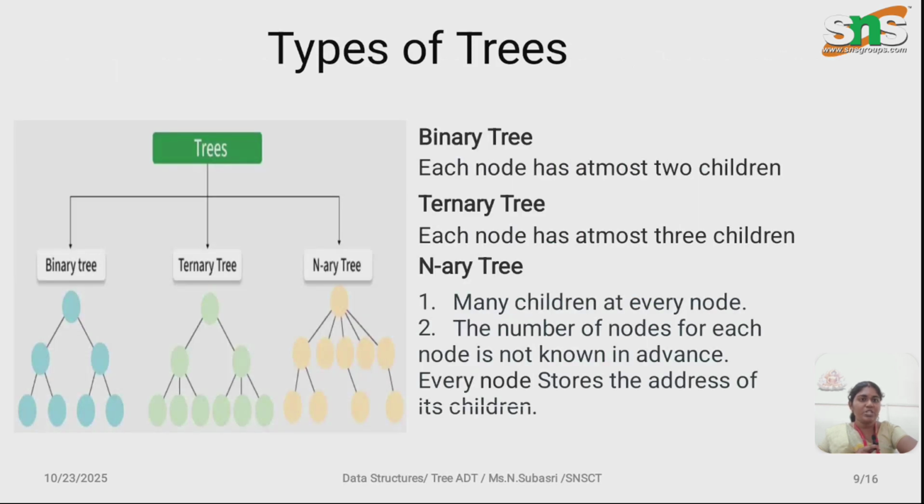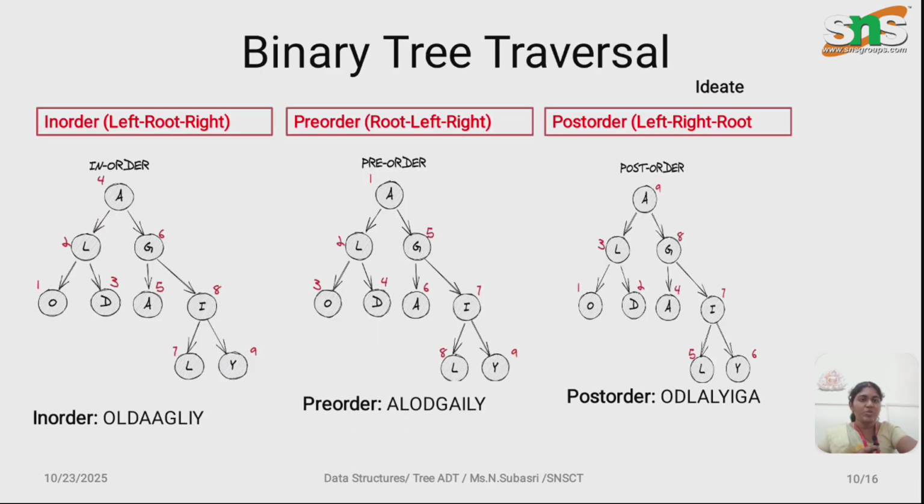The types of trees which we have are binary tree, ternary tree, and n-ary tree. Binary means each node has at most 2 children, ternary means each node has at most 3 children, and n-ary means we can have many children in each and every node. This is how it is separated.